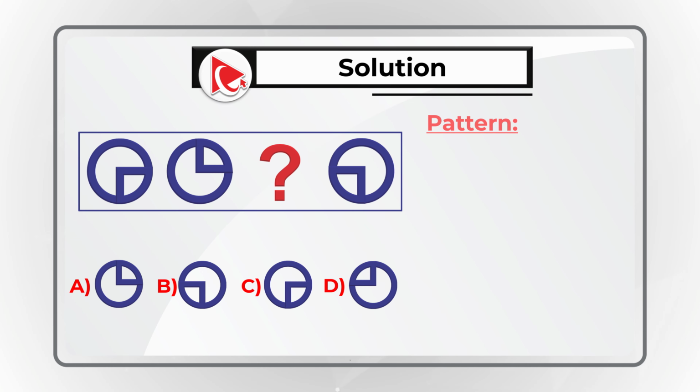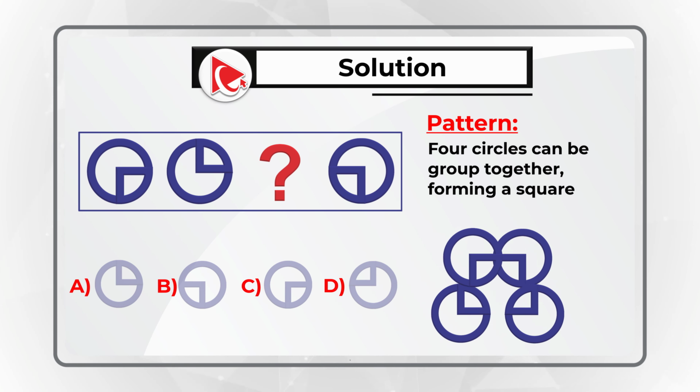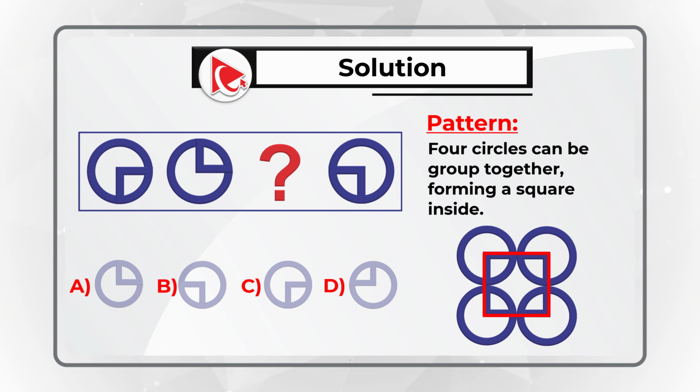As you might have noticed, there is another set of lines inside the circles. And 4 circles can be grouped together, forming a square inside. So the correct choice here is choice D. Hopefully you've nailed this question and now know how to answer similar problems on the test.